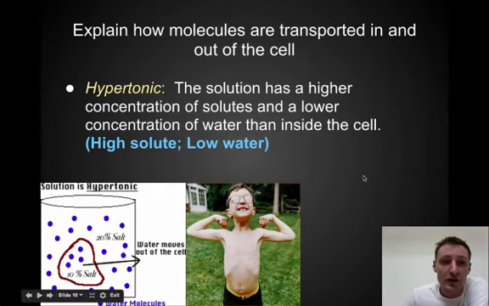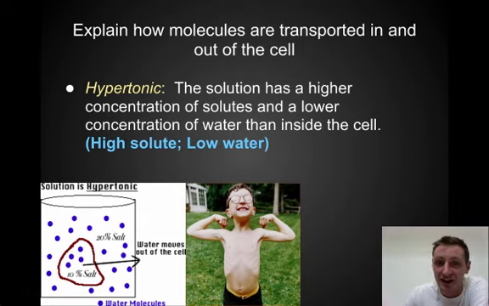One way to remember this, a hypertonic solution, you can think of hyper, very active, and being very skinny like that little boy. So what's going to happen to the cell is it's going to shrivel up and shrink and look really skinny just like that little boy flexing.